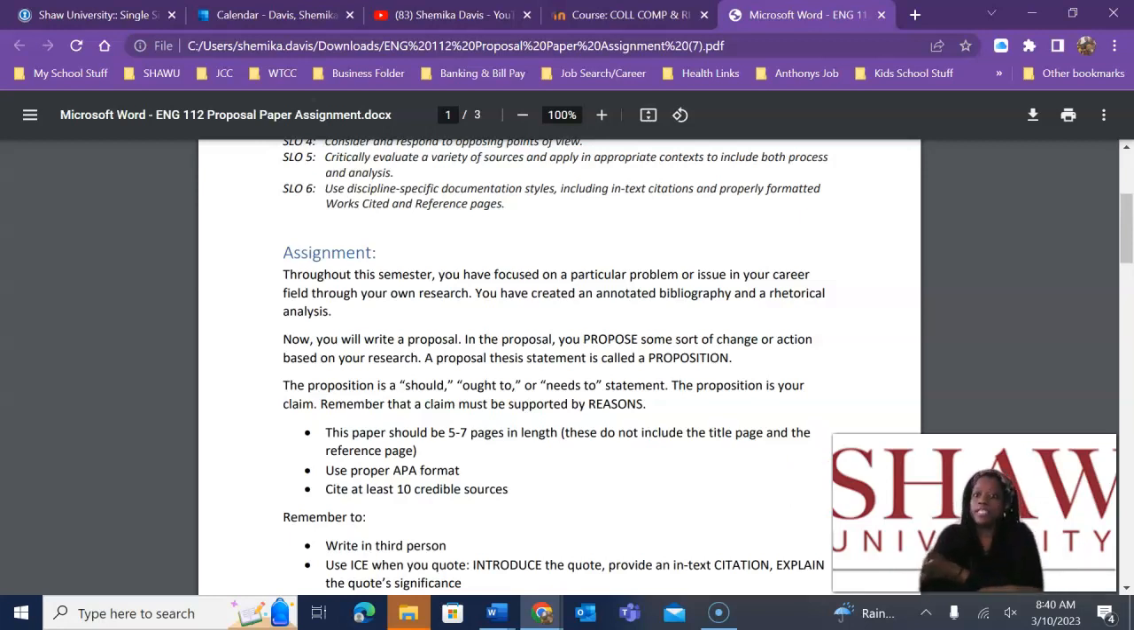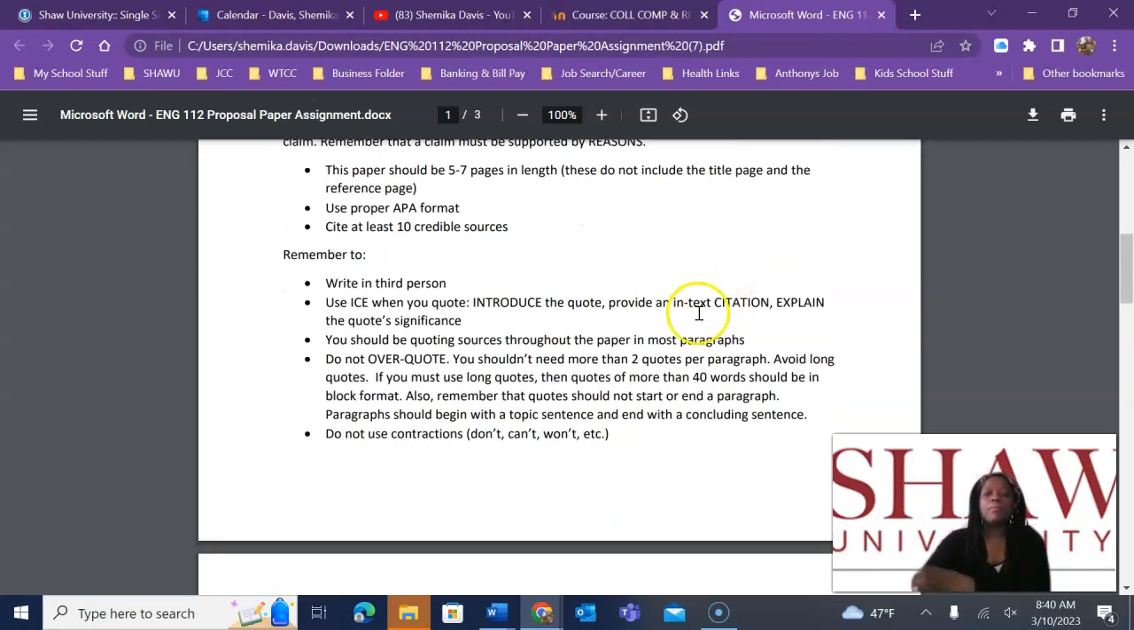You've already done your annotated bibliography. So you're going to take the sources from that assignment, because they're related to your topic, and just move them over to this one, right? So we've already done that work. Isn't that great, how everything just slides right into it? We're going to remember to write in third person, okay? Remember to ice the quote.